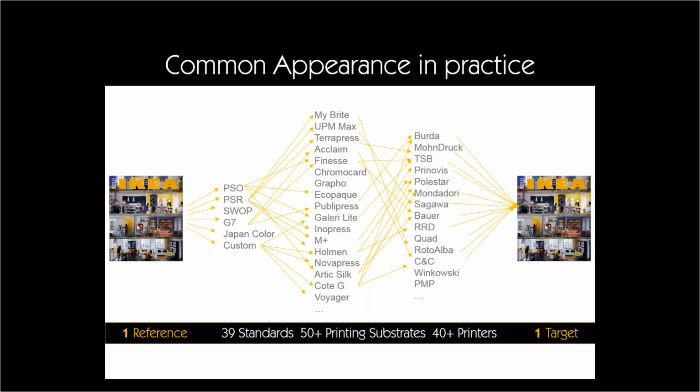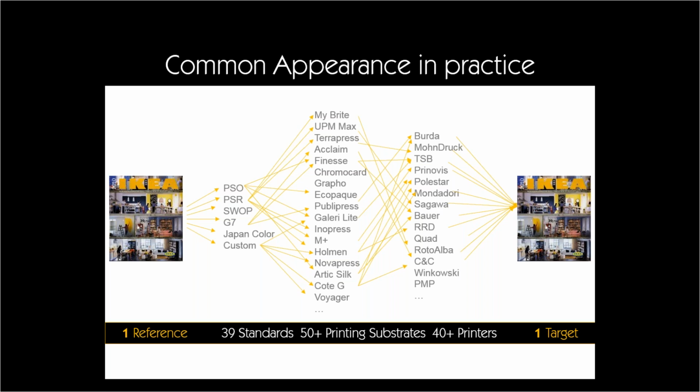So this is an example for common appearance. We have the IKEA catalog. That's actually a pretty old slide, from 2009 or 2010. So we have the catalog, we have the layout. The catalog is produced all over the world. Of course, that means we have to face different printing standards.